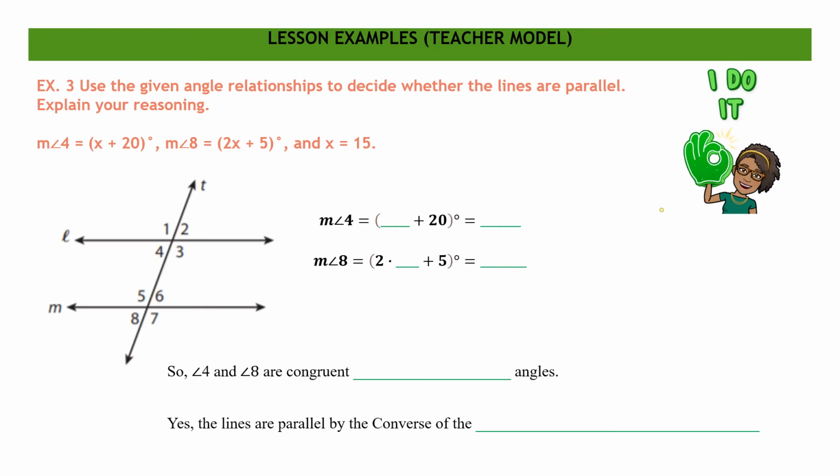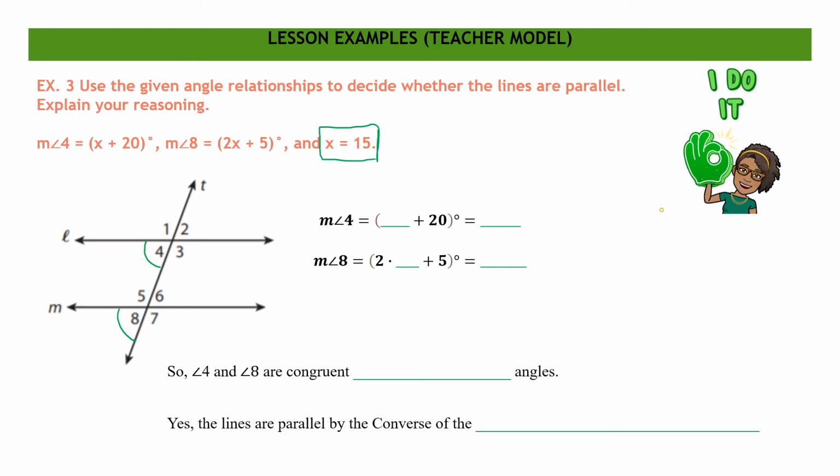Okay, example 3 says we use the given angle relationship to decide whether the lines are parallel, and we need to explain our reasoning. So they tell us the measure of angle 4, which is here, is x plus 20, and they tell us the measure of angle 8, which is here, is 2x plus 5. And they also tell us that x is 15, so they give us the value of x. And we need to prove why these two lines are in fact parallel.